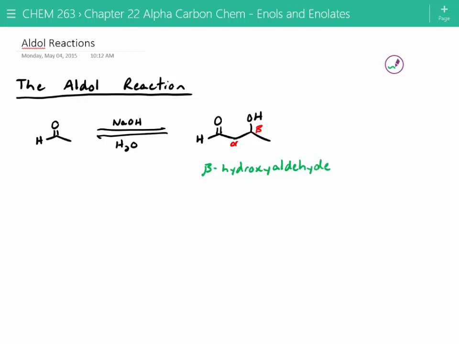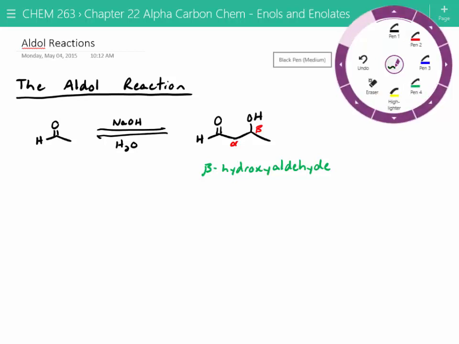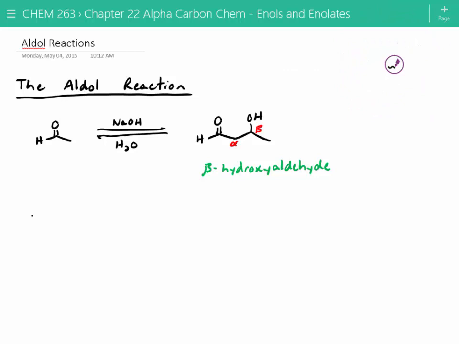What do you guys think we call it, the aldol? Yeah, aldehyde plus alcohol, right? Chemists aren't the most creative people, so we just mush names together sometimes. All right, so let's take a look at this mechanism.